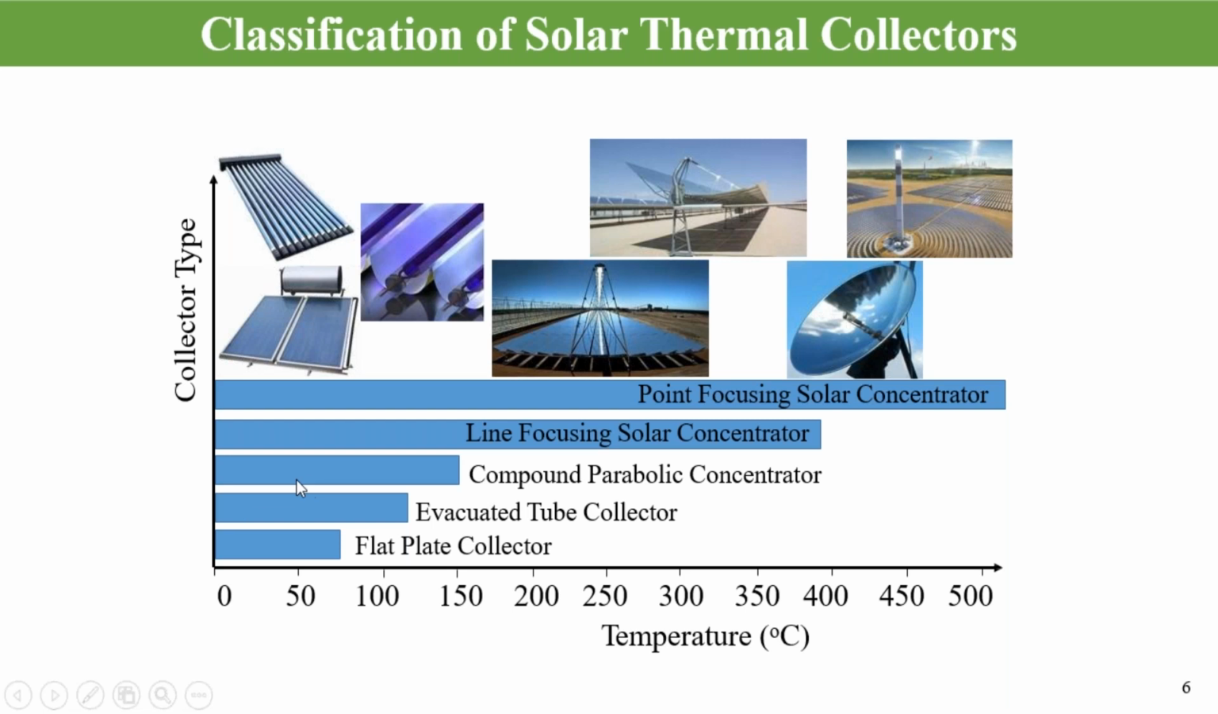Now again, here we have different types of collectors having different temperature scales. We can see over here the point or focusing solar collectors have more temperature than the linear Fresnel. Then we have the compound parabolic concentrator, then the evacuated tube. The last, or the lowest temperature collector, is the flat plate collector. The medium range collectors are the evacuated tube collector, and the point collector, or central receivers, are high temperature producing collectors.